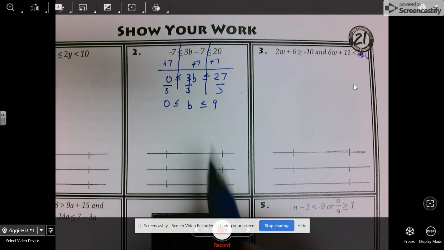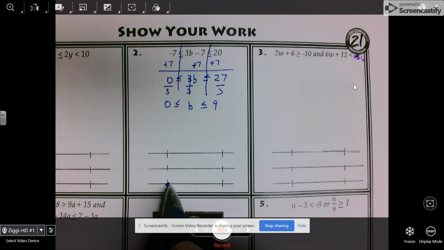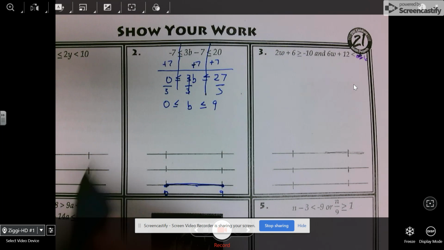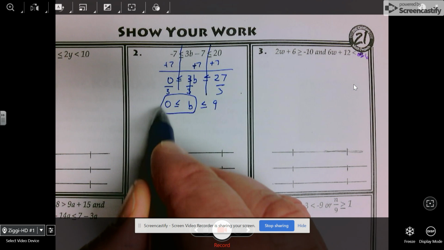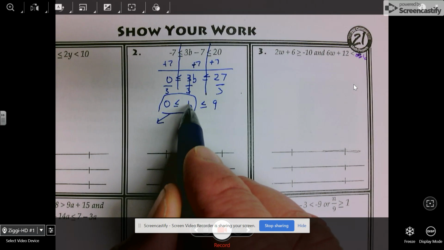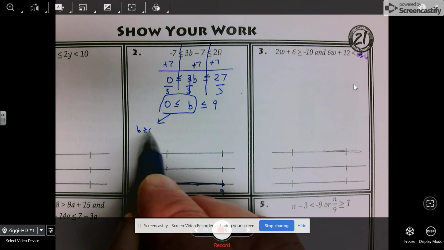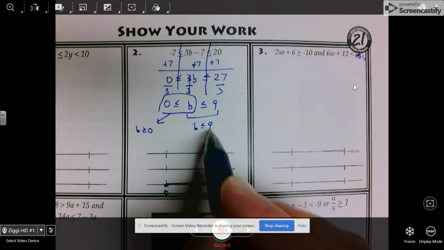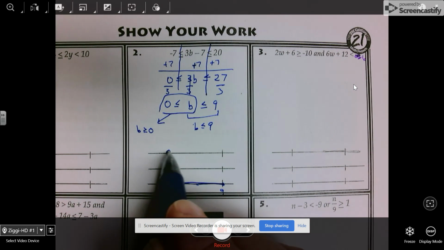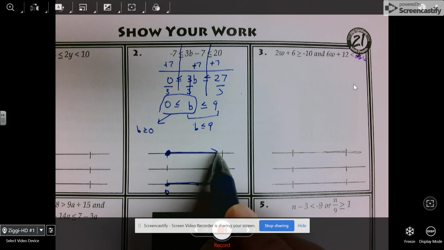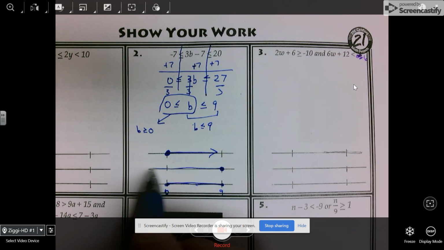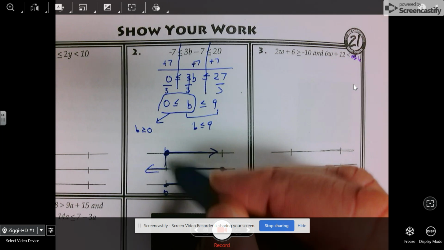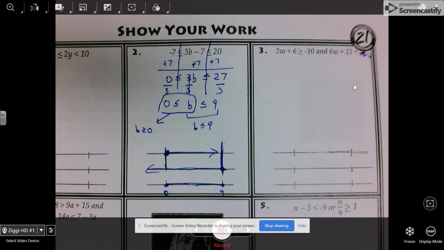So to graph that, if it's between 0 and 9, you can just say, okay, I know it's between 0 and 9. I'm going there, filling that in. If you're confused, you can split this up and read this way, b is greater than or equal to 0, and then read this way, b is less than or equal to 9. And so for AND, we're talking about the overlap of the lines. The overlap of the lines is where it's going between those two.